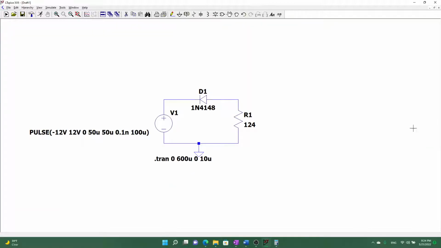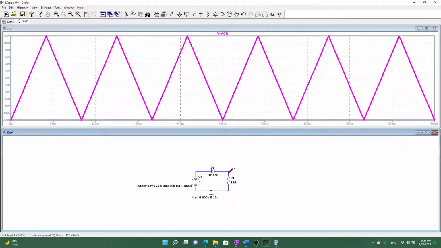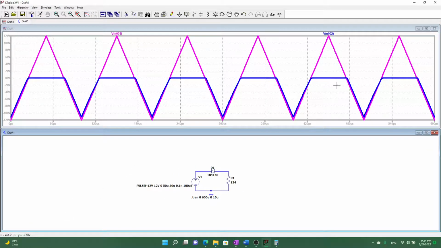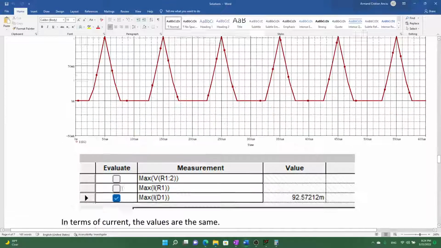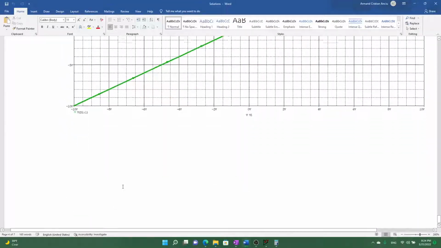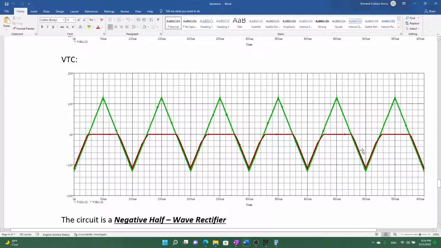But what does change is the input and the output waveform. We run the simulation again. At the input we have this signal, and at the output we have this. So the blue line is the output and the pink line is the input. This time we see that only the negative voltage values are sent to the output. This means that, in opposition to the first circuit, this is a negative half wave rectifier, because only the negative values are being sent to the output.